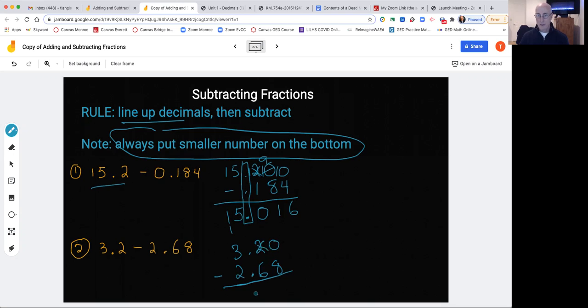Oh, I forgot to put my decimal down here. I got in such a hurry. I'm going to put a 1 here, borrow the 1 here. 8 from 10 is 2. 6 cannot subtract from 1, so I'm going to borrow from the 3 and make that a 2. Makes this an 11. 6, 7, 8, 9, 10, 11 minus 6 is 5, and 2 from 2 is 0, so it's 0.52. That's a couple of examples of subtracting decimals.